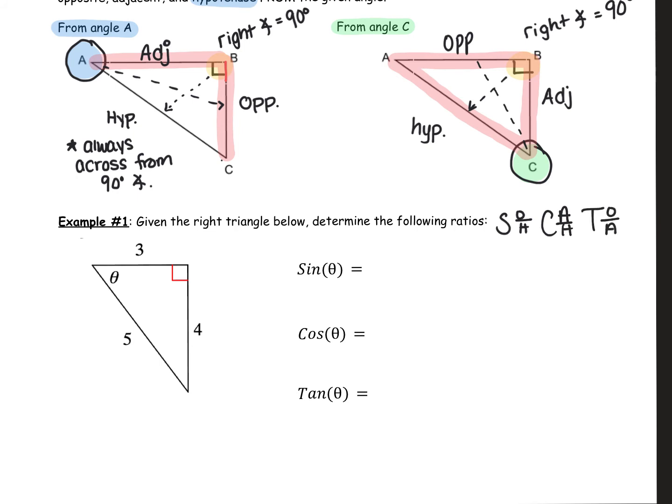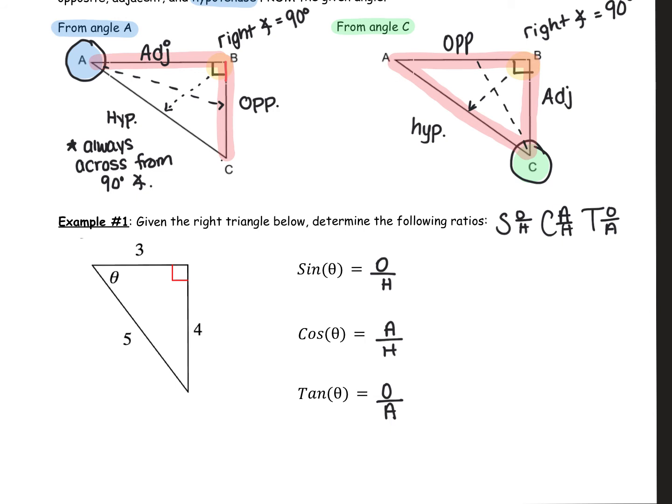SOH, CAH, and TOA. The more you write it, the more you'll know it. So we know that sine of the angle is the opposite over the hypotenuse. We know that the cosine of the angle is the adjacent over the hypotenuse. And we know that the tangent is opposite over adjacent.